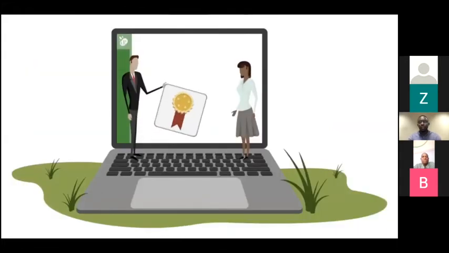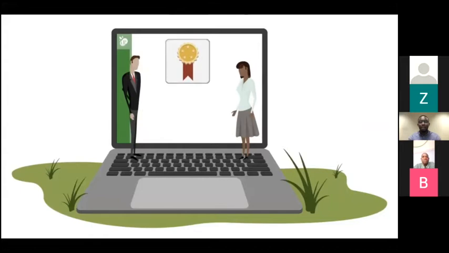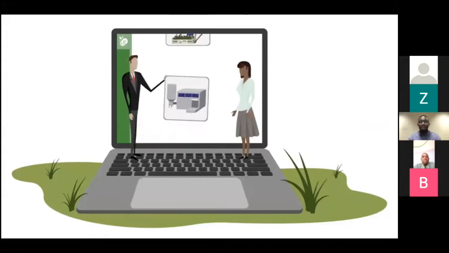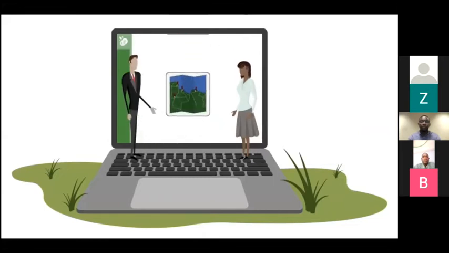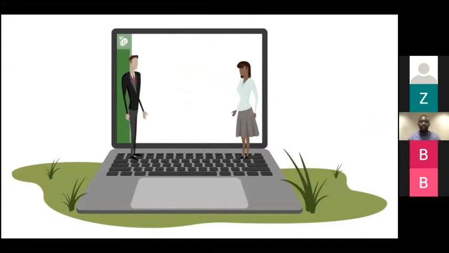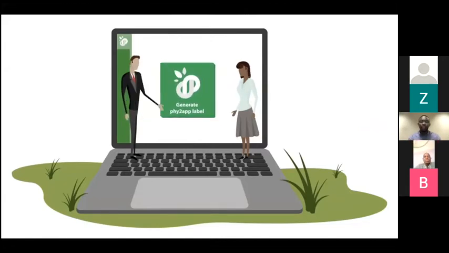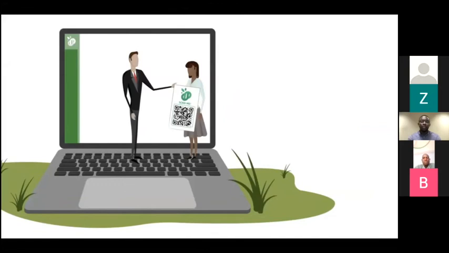phy2app helps you aggregate, organize, and communicate transparency information. You can upload photos, enter geolocations to mark the product's origin, and upload your certificates. When ready, download the generated phy2app label and print it together with your product label.